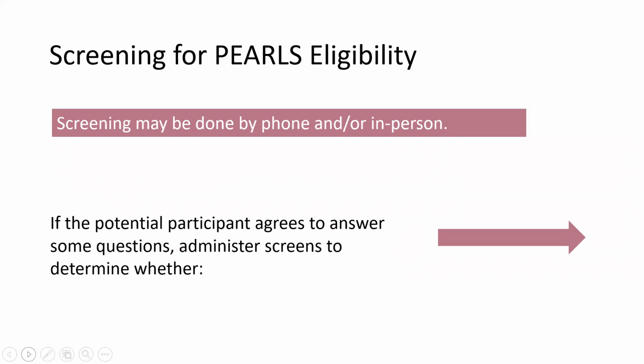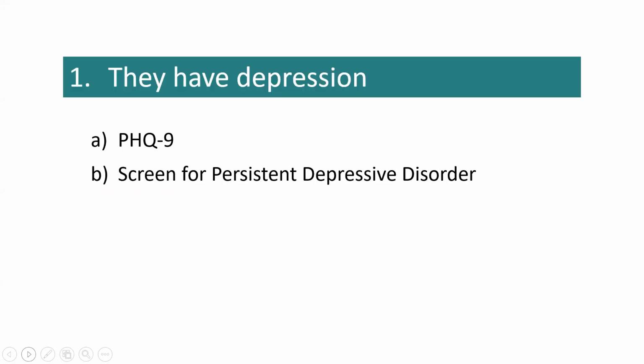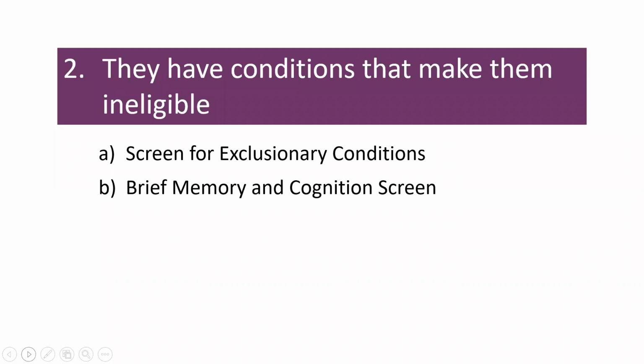When screening for PEARLS eligibility, it can be done by phone, by video conferencing, and/or in person. If the potential participant agrees to answer some questions, you'll basically want to administer screens to determine whether, one, they have depression, and we'll talk about the PHQ-9, or Patient Health Questionnaire 9-item, and the screen for persistent depressive disorder. And two, whether they have conditions that make them ineligible. We'll talk about the screen for exclusionary conditions, as well as the brief memory and cognition screen.